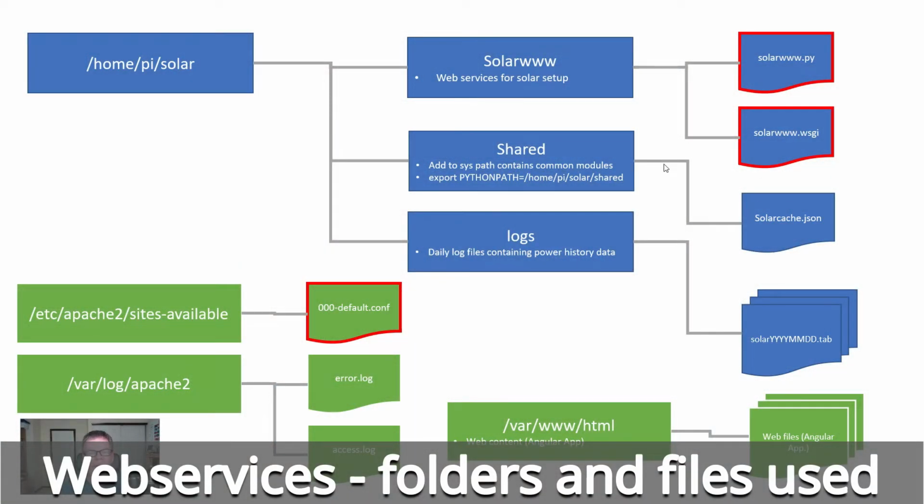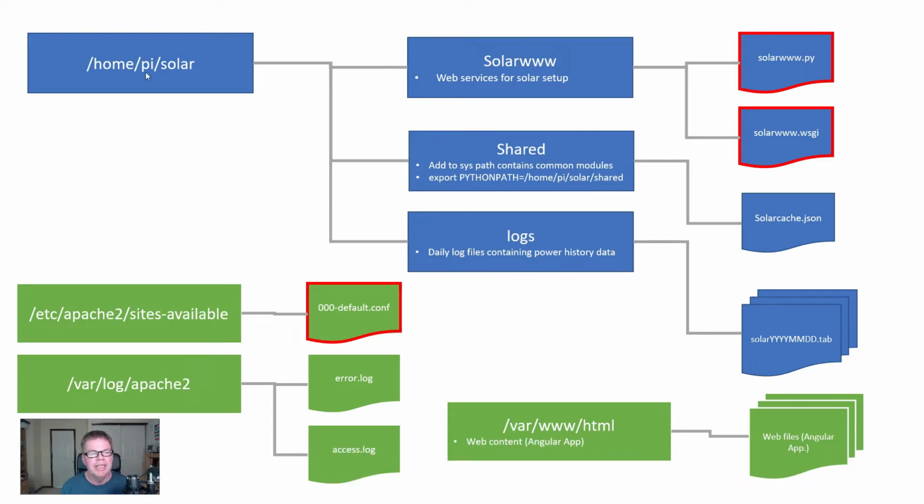So just before looking at the code, let's have a look at the main files I'm using. Under my Pi folders, so home, Pi, solar, these are the directories we looked at before. The actual web service files I'm going to put under the solarwww folder, and the two files we need to look at are solarwww.py, which actually has the code for the web services, and solarwww.wsgi, which has information about how to interface to this code using Flask from Apache.